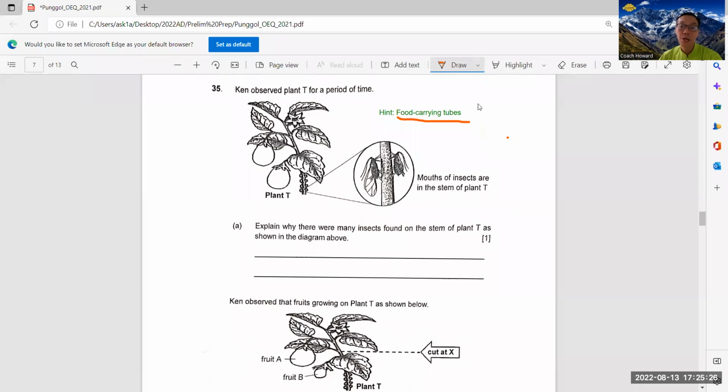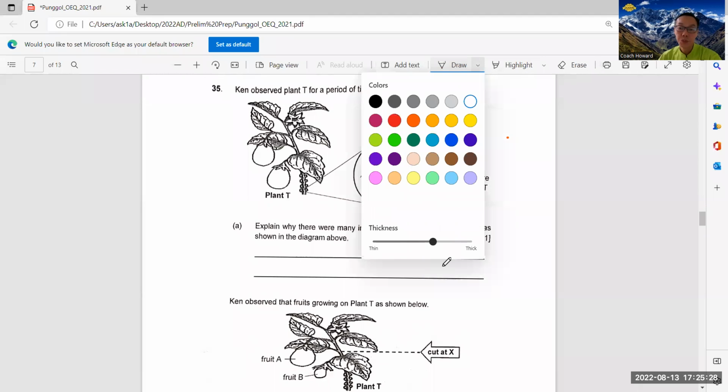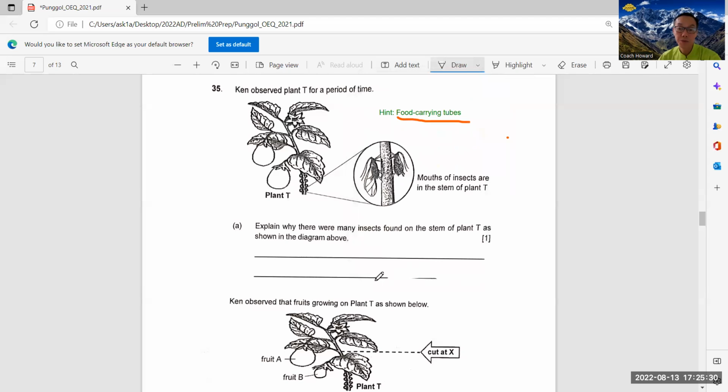So where does the food come from? If you look at the hint, the food actually comes from the food carrying tubes. Okay, because here you're expected to explain why there are many insects found on the stem here. So very easy, you should say that the insects were feeding on the food in the food carrying tube.